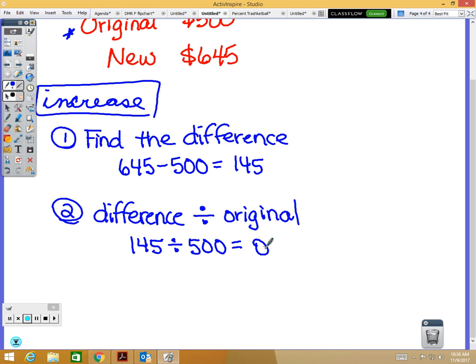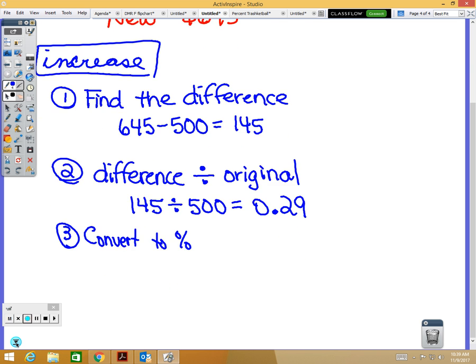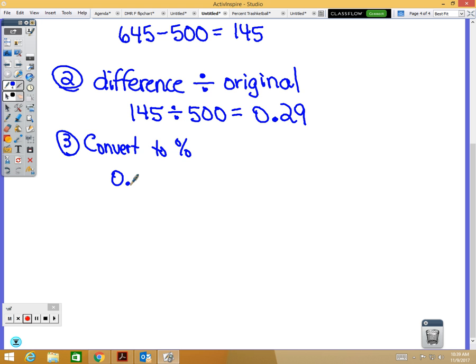0.29. Now, your calculator gives you decimal form, so then the last step is to change the decimal to a percent. Convert to percent. So again, 0.29 written as a percent is what? 29%. So this was a 29% increase in the amount. It's pretty good. For only working there a year, that's really good. So again, you find the difference, you take the difference divided by the original, and then you change that answer to a percentage.